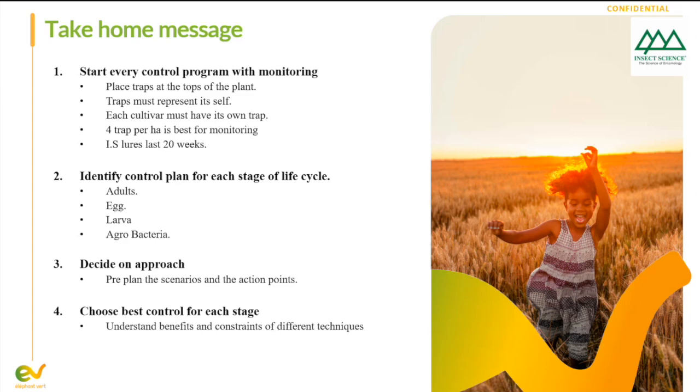Okay, but start every one of your control programs with monitoring, because that will help you see things that you don't have to physically go and look for with your eyes. These monitoring traps need to be placed on the top of the plants. So just above your roses, sort of half a meter above your roses, is the right place to put them. Each trap must represent itself.